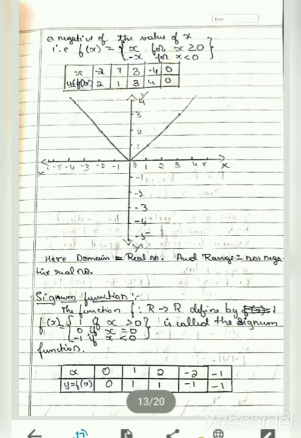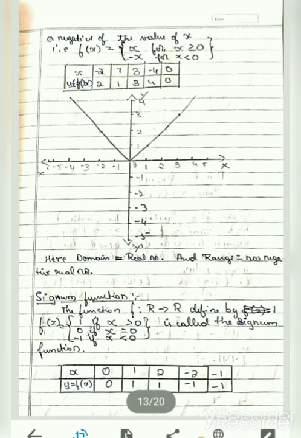You do not have any part of the graph below the x-axis, which means y does not take negative values. The graph is not there on the negative side of the y-axis, but it meets the origin. So what is its range? The range is the set of all non-negative real numbers.